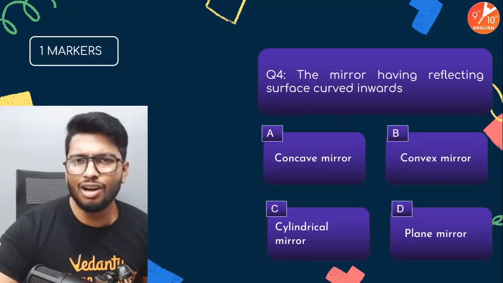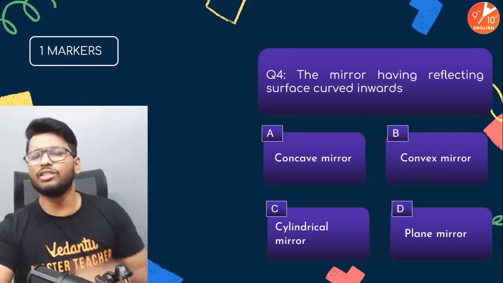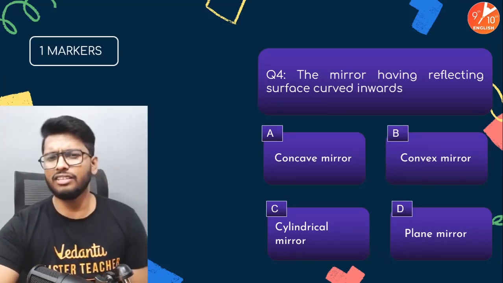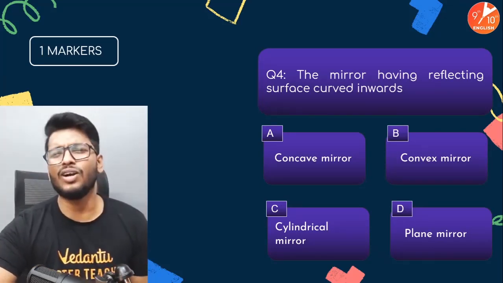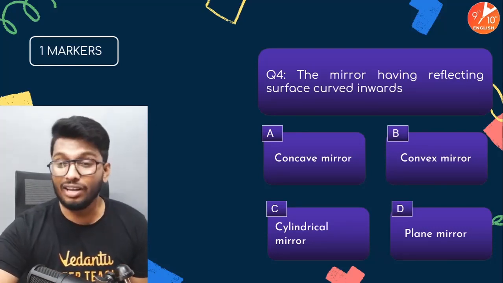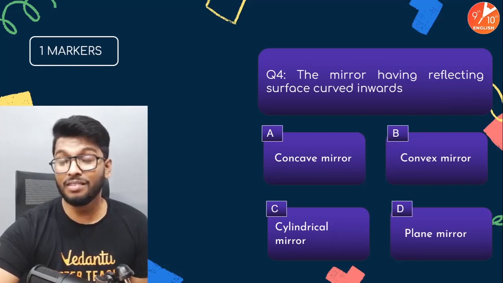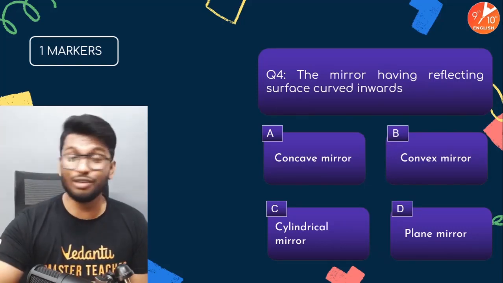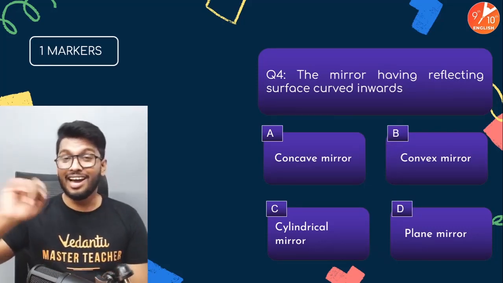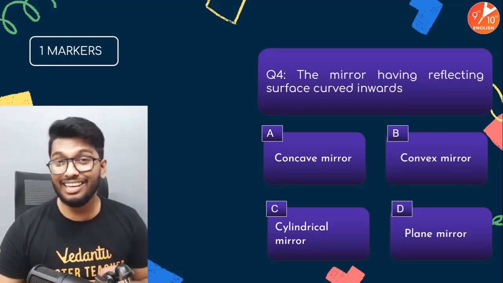So let's move on to the one-marker questions right now, people. Here is another question. The mirror having a reflecting surface curved inwards is called what? Curved inwards. Concave mirror, convex mirror, cylindrical mirror, or a plane mirror. What do you guys think? I'm sure you have already put down the answers in the chat box. I'll give you another 5 seconds. In 4, 3, 2, 1.